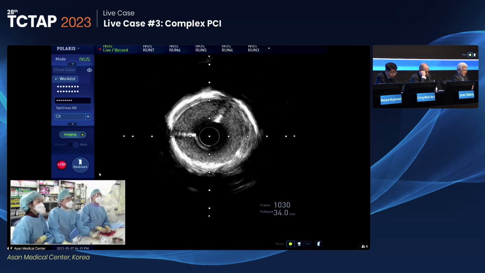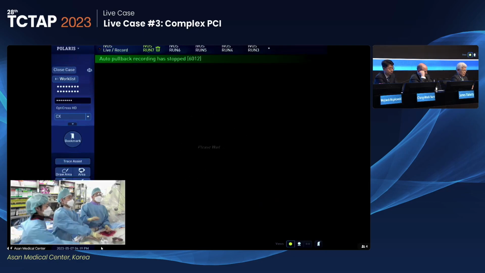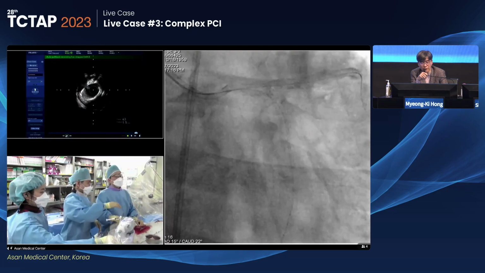Okay. Please show us again the ostium of the circumflex, the IVUS finding again.